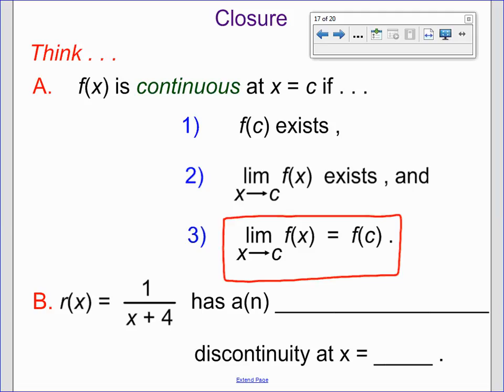Raise your hand if you guys have the same thing in your blanks. Who has the same blank fill-ins? Oh, that's great news. Okay, so what can we do to complete our letter B? Allie and Annika? It has an infinite discontinuity at x equals -4. Raise your hand if you got the same as Allie and Annika. Same things. Way to go, you guys.